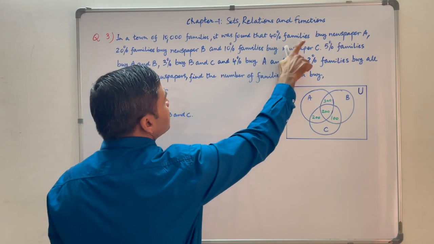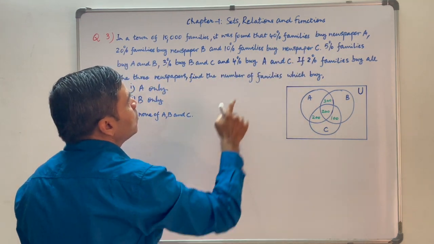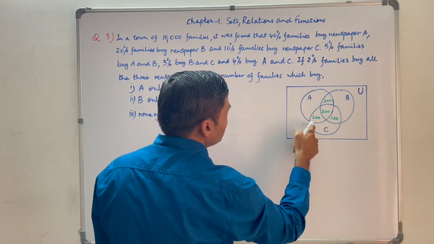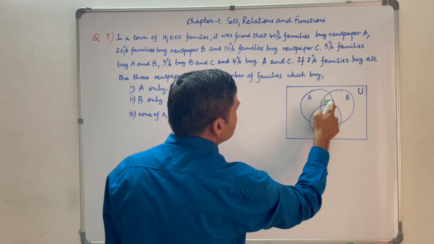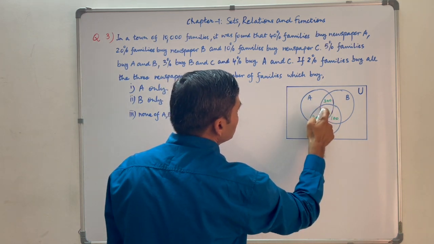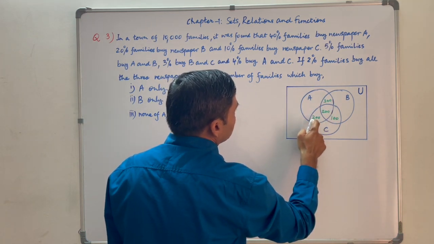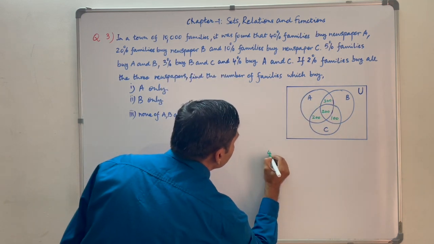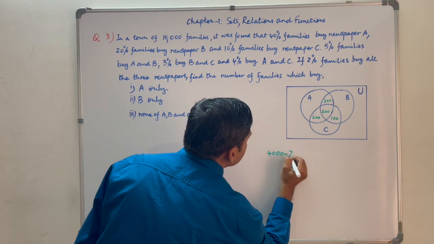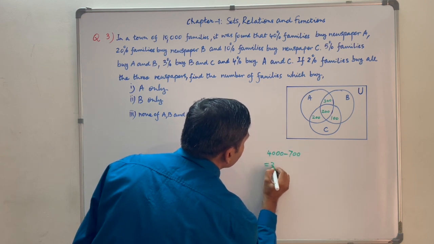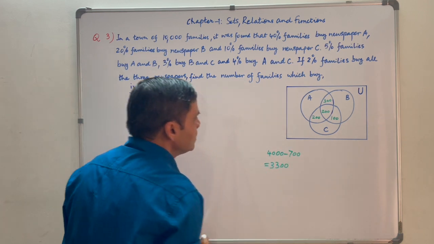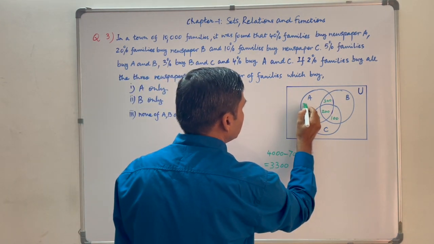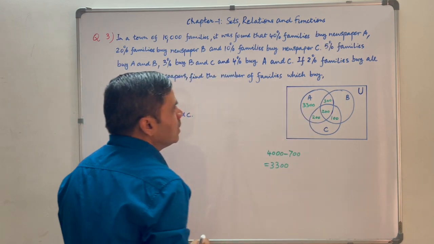Now 40% families buy newspaper A. 40% of 10,000 will be 4,000. So this summation is 4,000. And this summation is 3 plus 2, 5 plus 2, 700. So 4,000 minus 700, that is equal to 3,300 families buy only newspaper A. So write 3,300 here.